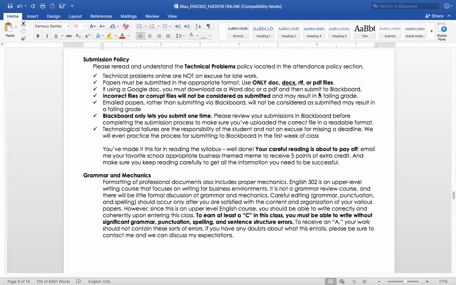I cannot grade or consider submitted incorrect files or corrupt files. So please make sure that you attach the correct file, and be aware that Blackboard only lets you submit one time. Again, in the business world, you've got one try to submit things properly. So be sure that you are putting the right file in there because you've got one try. Okay? Technological failures are the responsibility of the student and not an excuse for missing a deadline.